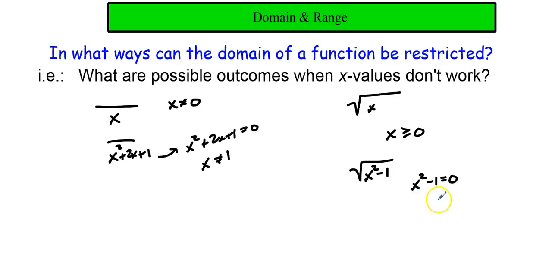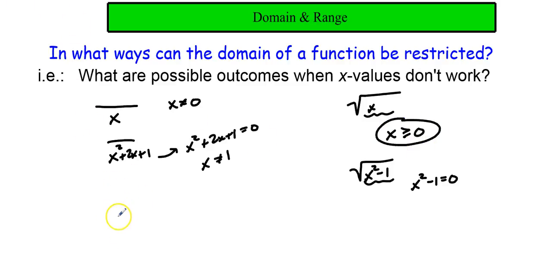Figure out what those values are for x, and go from there and solve. So that restriction, actually in this case, anything would work because of the squared value, but you get the point. So we need whatever this argument is underneath the square root to be greater than or equal to 0.